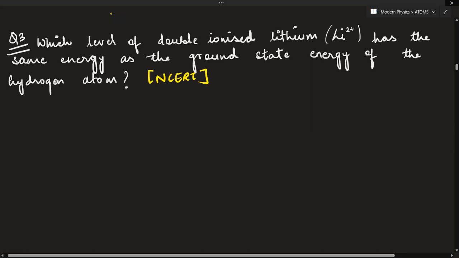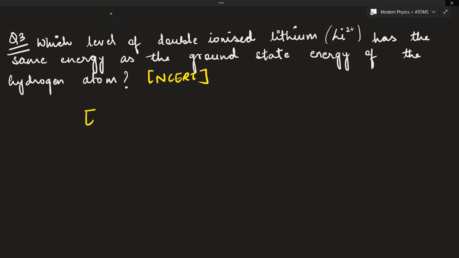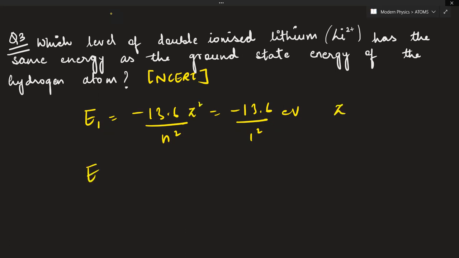Now, you are equating two things: the ground state energy of the hydrogen atom, E1, which is minus 13.6 by n square, so that is minus 13.6 by 1 square electron volt, and the energy level of doubly ionized lithium. So see, the energy formula has Z square also, and both Z and n were equal to 1 here.